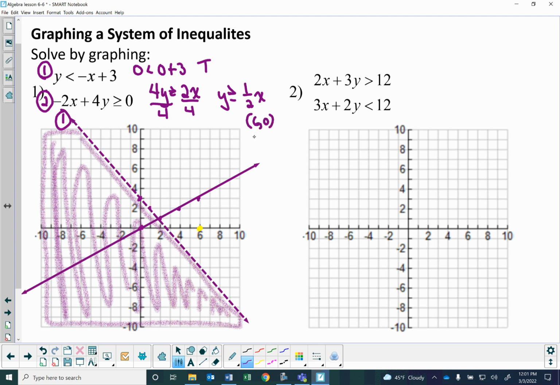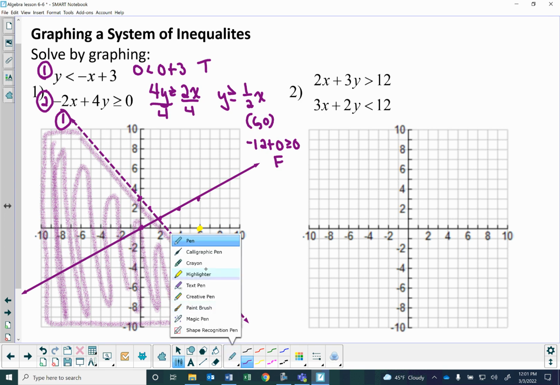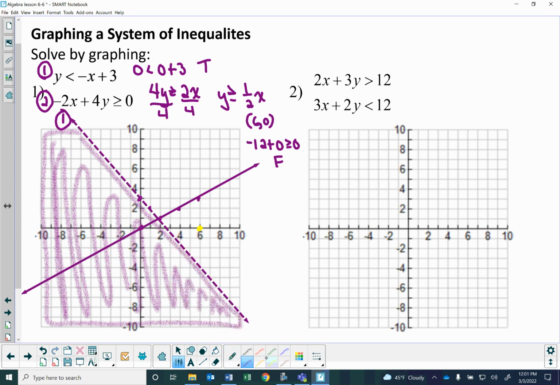If x is 6, that's going to give me negative 12 plus y is 0. That's y is greater than or equal to 0. Well, that's a false statement. Negative 12 is not greater than or equal to 0. So I am not going to shade on the side of my line where my yellow dot is. I'm going to shade on the other side of the line. So let me grab a different colored crayon. Let's go with red. Okay, so now I'm going to shade up here.